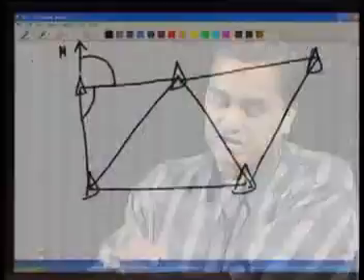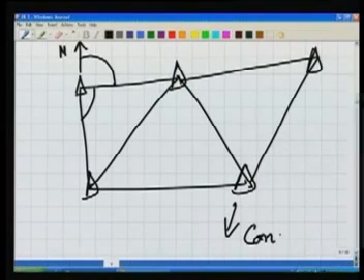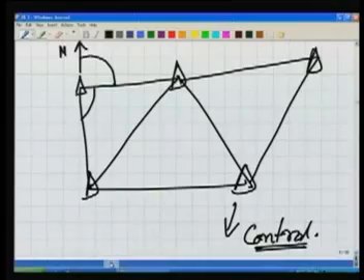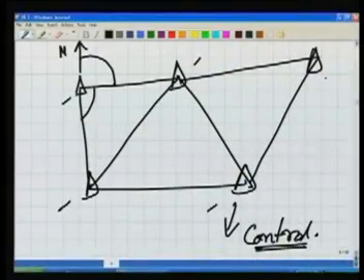So this is the drawing sheet here. In the drawing sheet this network has been plotted now. So this is the network which we call the control. Control means that the area has been brought onto the drawing sheet by means of these control points. So these control points capture the skeleton of the area.